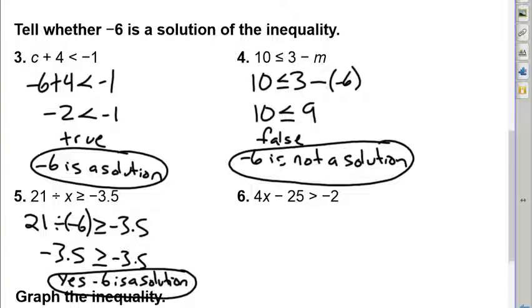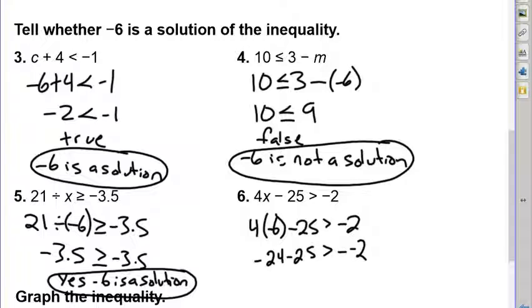Number 4, 4x minus 25 is greater than negative 2. 4 times negative 6 minus 25 is greater than negative 2. 4 times negative 6 is negative 24. Minus 25 is greater than negative 2. This doesn't look very true because negative 24 minus 25 is negative 49. And that is definitely less than negative 2, not greater than. So this, we can say, is not a solution.